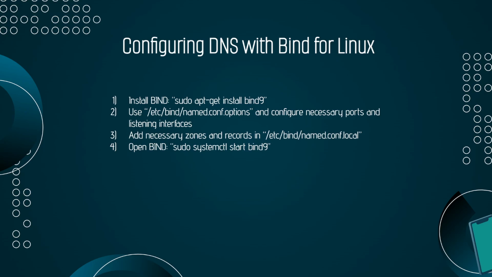To create custom DNS zones, the named.conf.local file is used to define zone entries and their records. Once the necessary configurations have been made, the BIND service has to be restarted using sudo systemctl restart bind9. Once you complete these steps, the Linux DNS server should be ready to resolve domain names correctly.